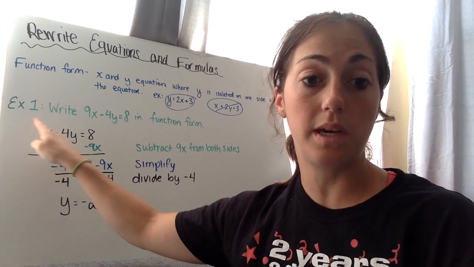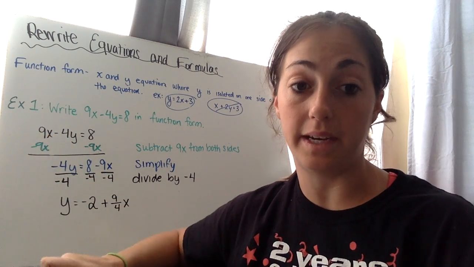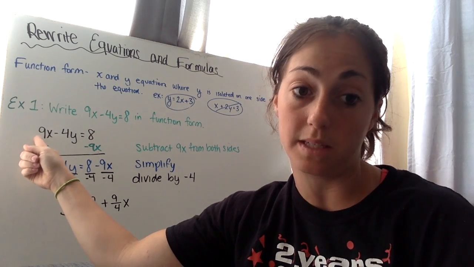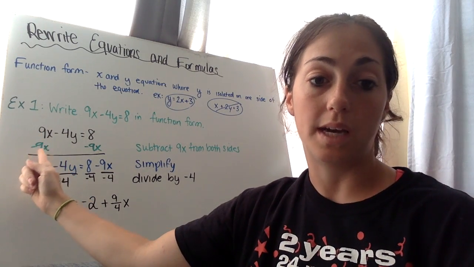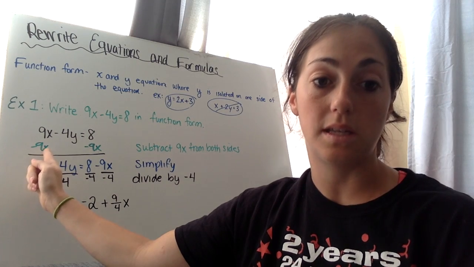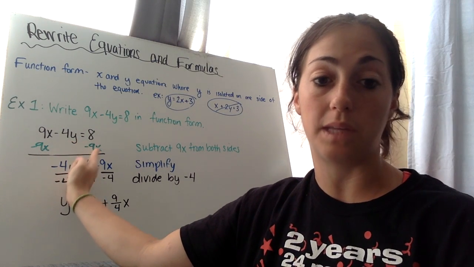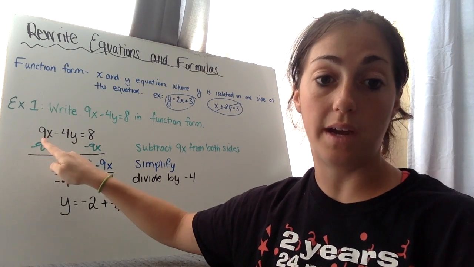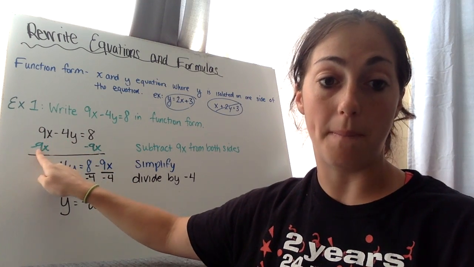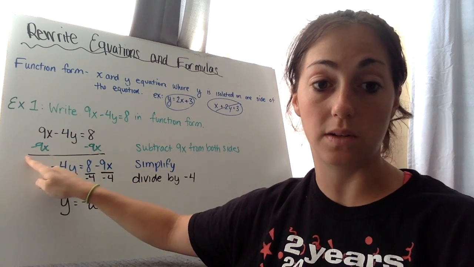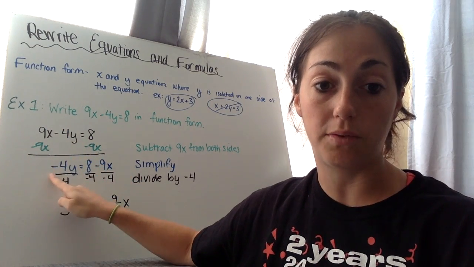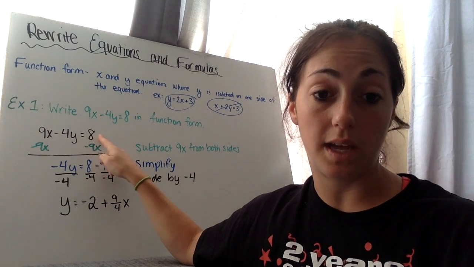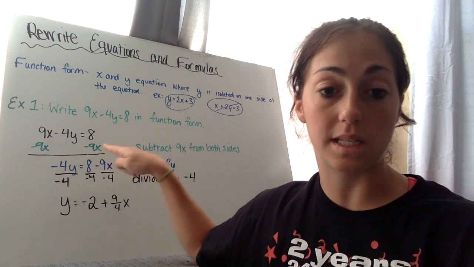So what's next to it is positive 9x. I'm looking in front of the 9x. Is it negative? No, it's positive. So to undo it, I subtract 9x from both sides. And here's my equal sign, so I have to put the minus 9x on the other side. So I have 9x minus 4y minus 9x. Those cancel, and I'm left with negative 4y equals. Now the other side of the equation is 8 minus 9x.